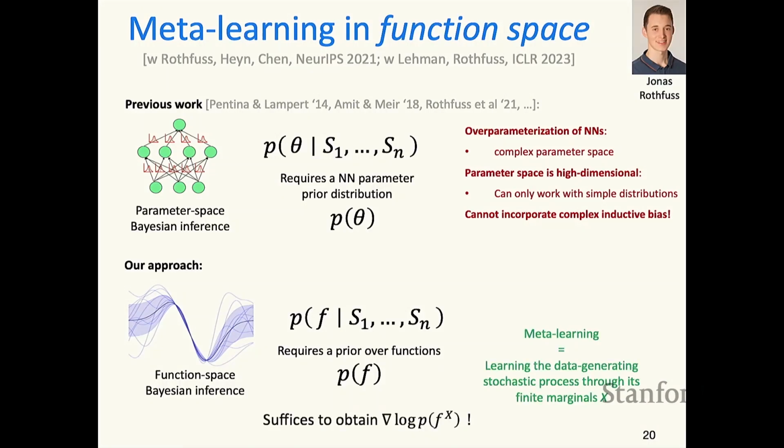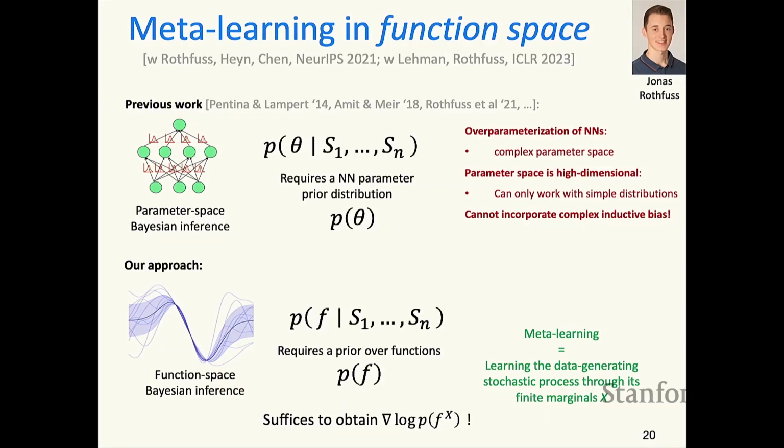Now, that seems like an even harder problem, right? You start with the problem of specifying a prior over a large but finite set of parameters. Now you want to learn a prior distribution over entire functions. But fortunately, stochastic processes are fully defined by their marginals. So you really only need to characterize them where you use them. And moreover, you don't actually need to learn the full underlying prior distribution over functions.